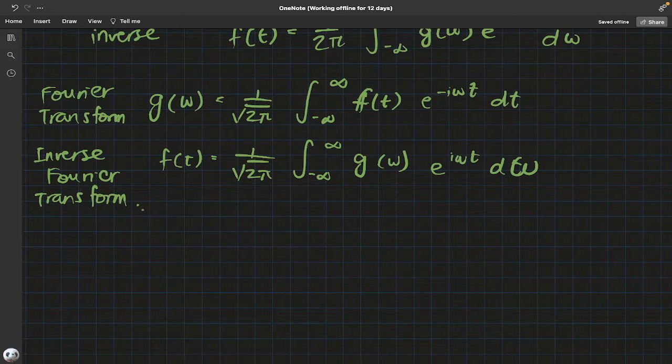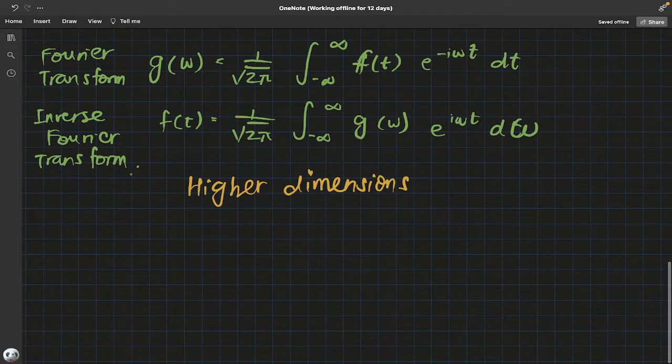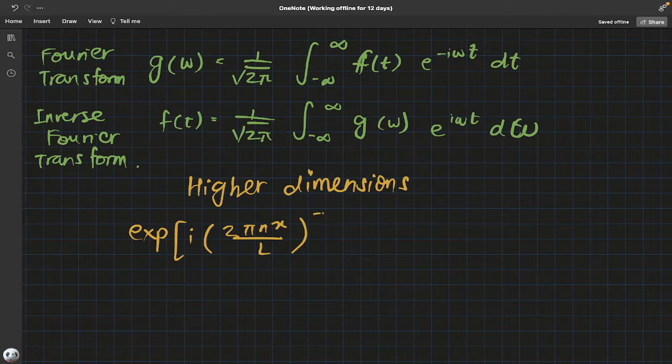So let me generalize this in higher dimensions, and this is pretty important. Instead of e to the something, I'm going to use the exp notation, exponential notation, because it's nicer. We have 2 pi nx over L as one spatial dependence, and you multiply that because we don't just have x now, we have x, y, and z. So let's say we're talking of 3 dimensions.